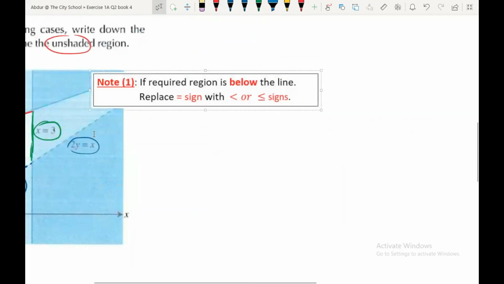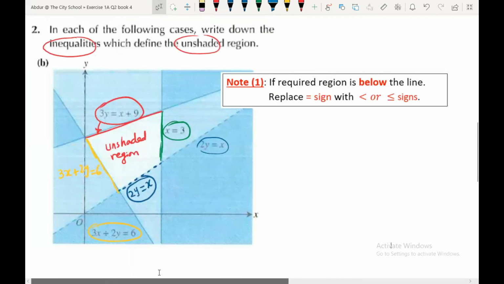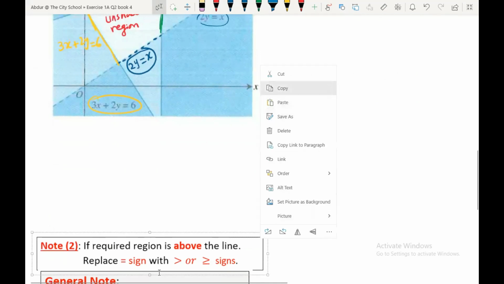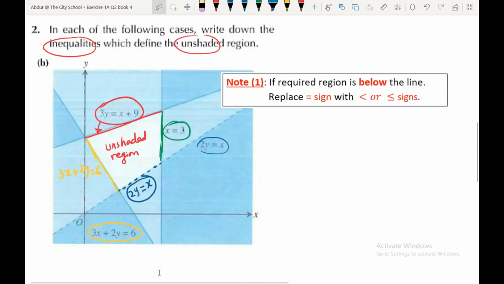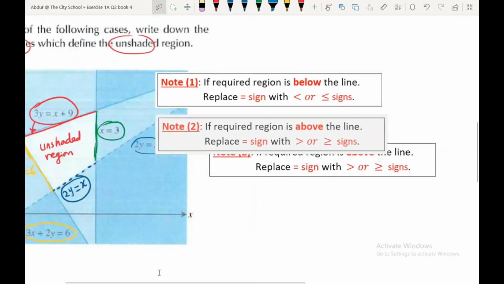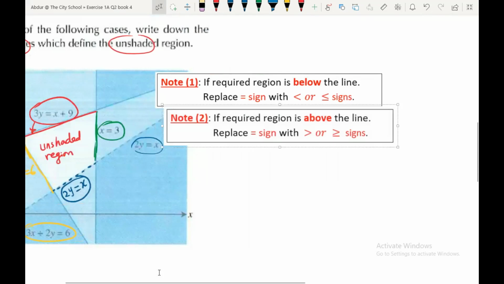Note number 1 is, if the required region is below the line, replace the equal to sign with less than or less than or equal to sign. Note number 2 is, if the required region is above the line, replace the equal to sign with greater than or greater than or equal to sign.